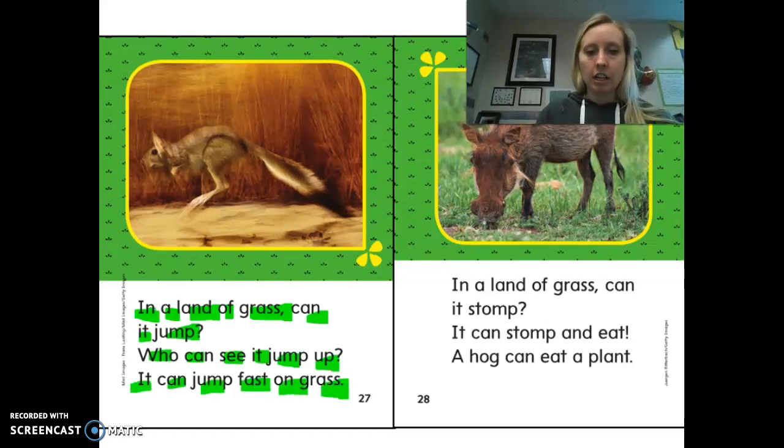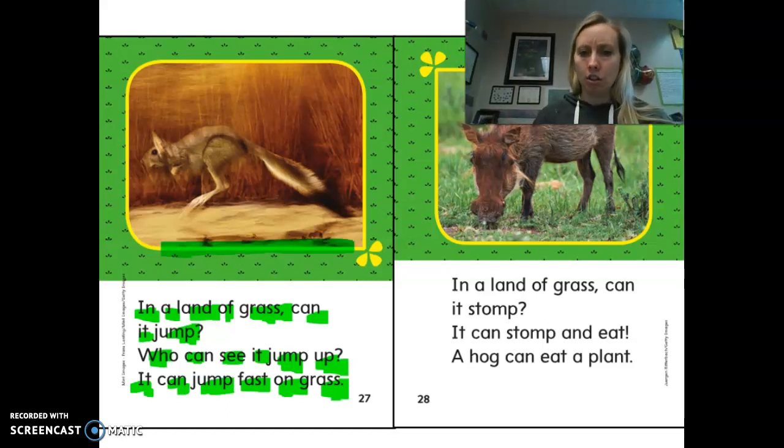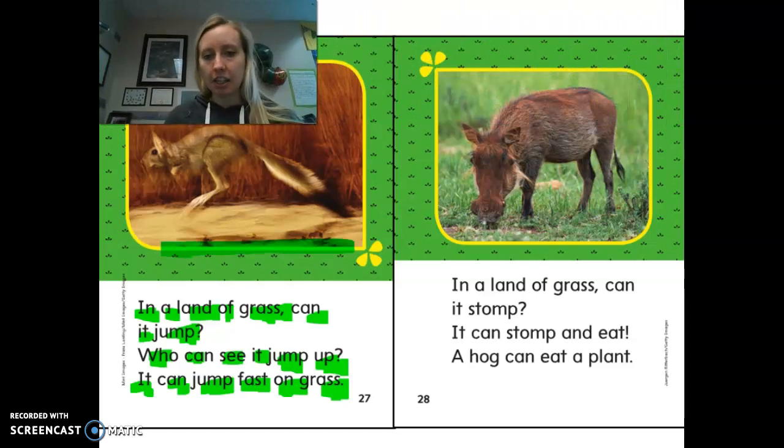Together. In a land of grass, can it jump? Who can see it jump up? It can jump fast on grass. I think this is called a kangaroo squirrel. Okay, here's the next one.